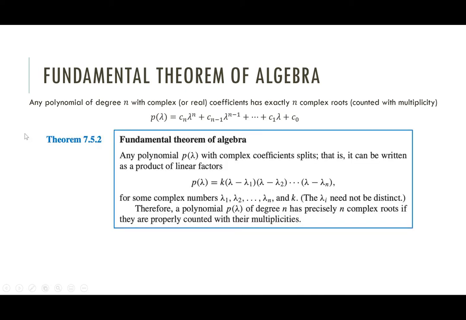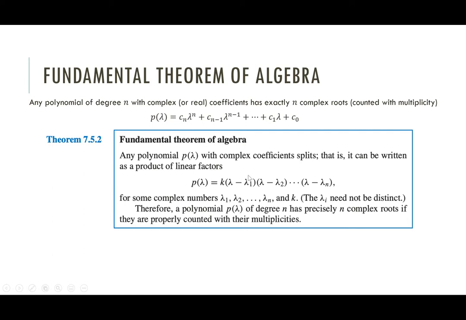Then the way your book states the fundamental theorem of algebra says that if we have some polynomial with complex coefficients, then it splits. And that's just a shorthand way of saying that the polynomial can be written as a product of linear factors. So to say that it has exactly n complex roots is to say that you can factor it n times, and a short way to say this is to say that it splits.